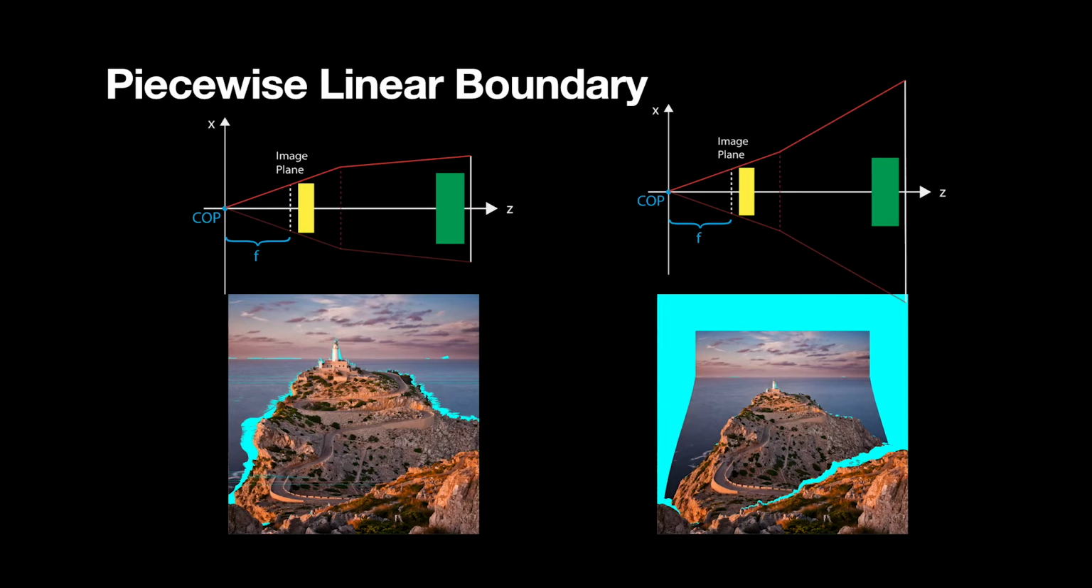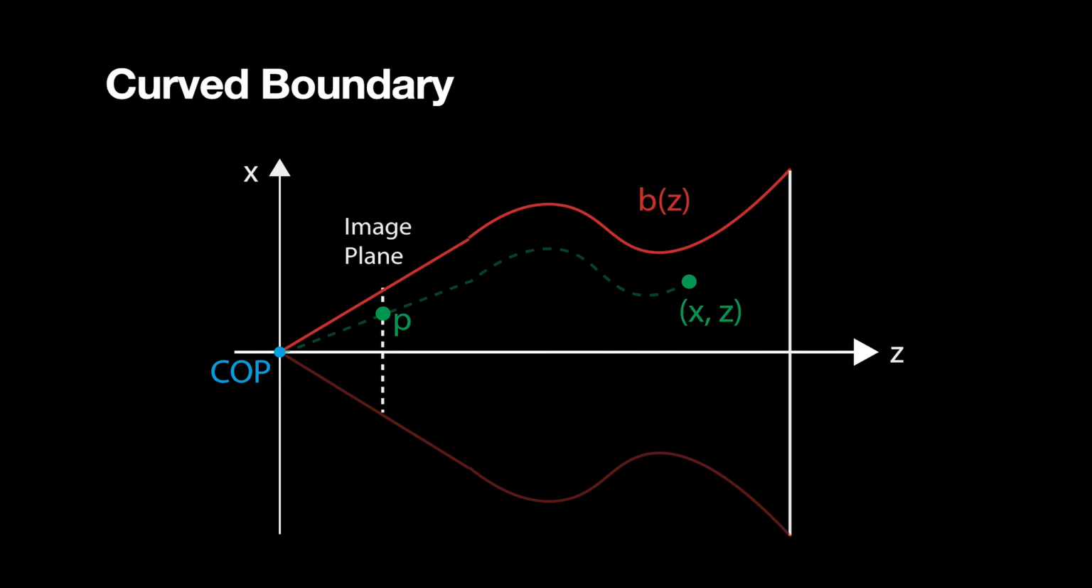In this example, we only used two depth regions, but in theory, we could divide the scene into many more regions. And in general, the boundary could be a curve instead of a piecewise linear function. And in ZoomShop, we support linear, piecewise linear, and curved segments for editing photographs.